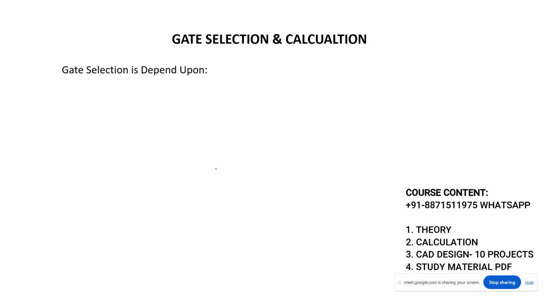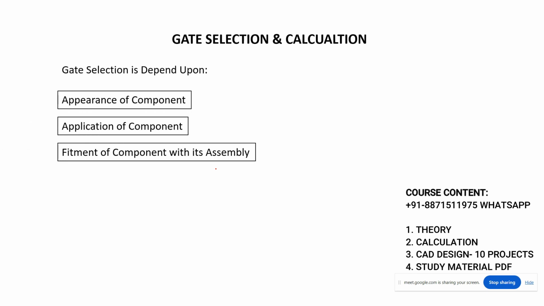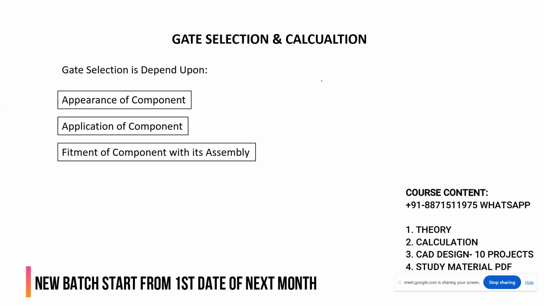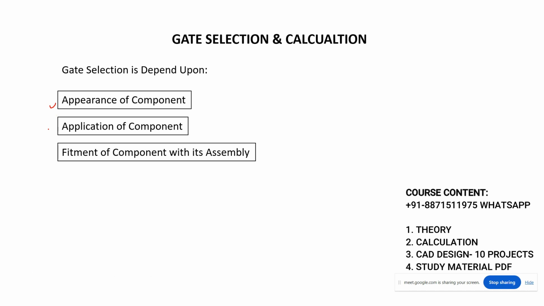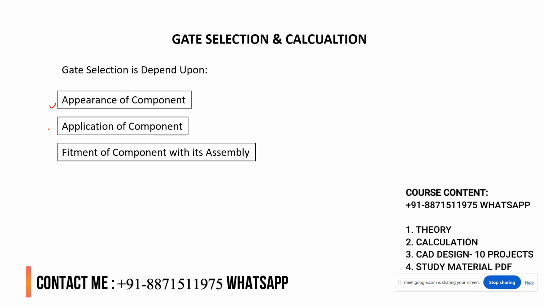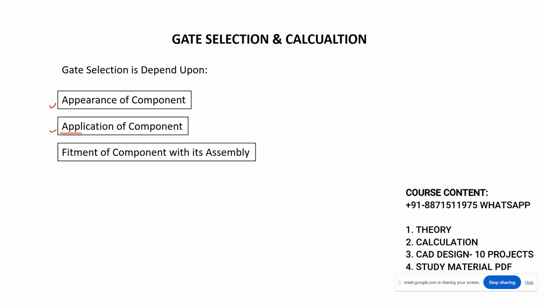Now see here. Gate selection depends upon three things. First is appearance. What is the meaning of appearance? It is about the looking of that component, how it looks. Appearance of the component. Second one is application or the uses, you can say. And the fitment. What is the meaning of fitment?